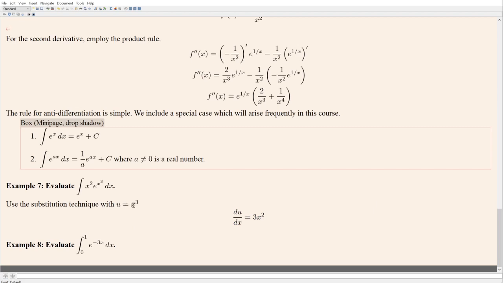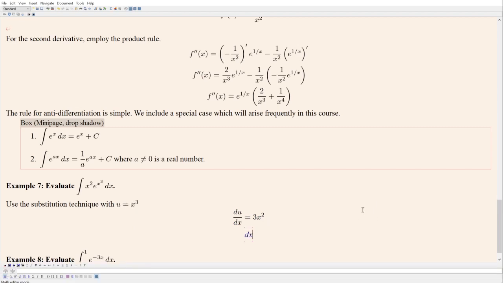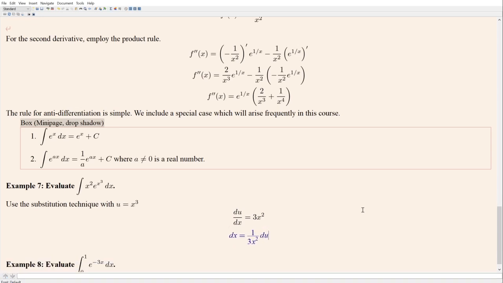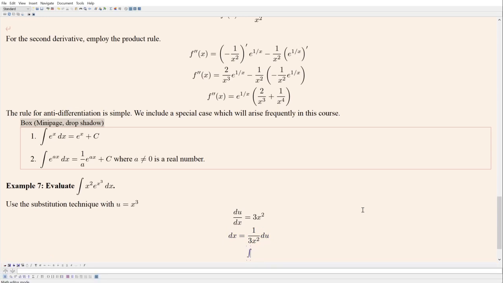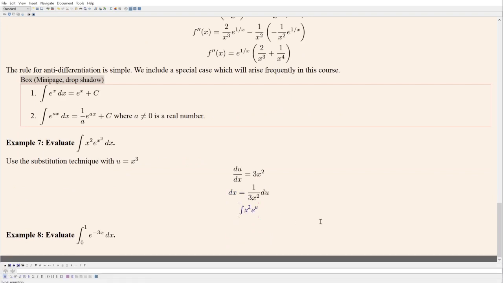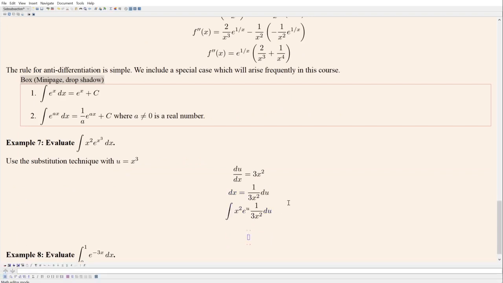In any case, differentiate this guy to get 3x squared, solve for dx, like so, and then let's plug stuff in. So integral x squared e to the u, and then instead of dx, I'm going to put all of this. Now, conveniently enough, x squared on top, x squared on bottom, those guys cancel. 1 over 3, I can factor that out. So all that I have left over is just e to the u du.